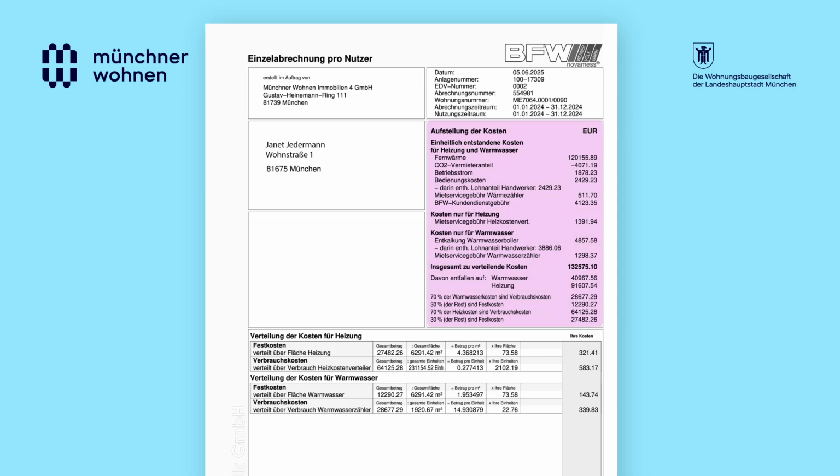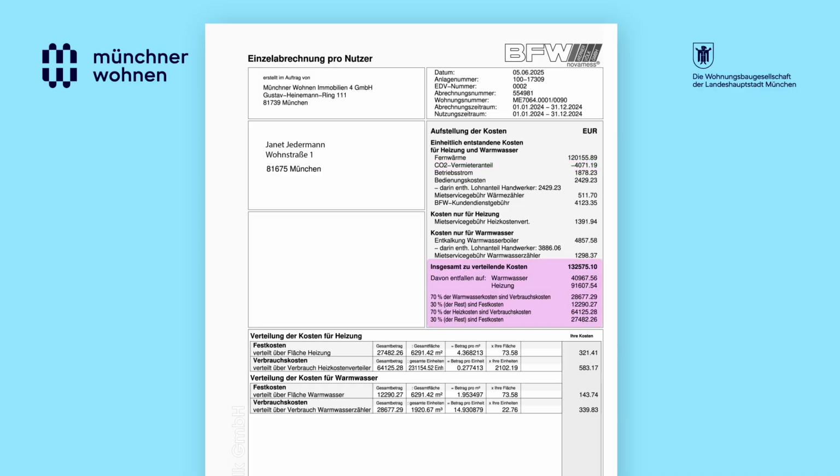In the cost breakdown box on the right-hand side, the heating and hot water costs incurred during the billing period for the entire heating system are listed. This is a breakdown of costs that are distributed among all tenants. The landlord's share of the CO2 costs has already been deducted here. More on the calculation later.